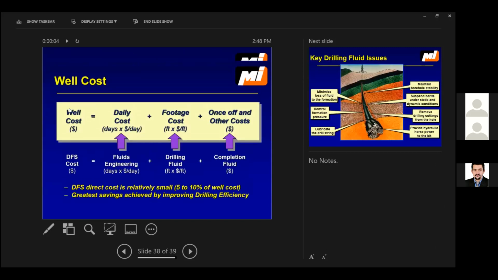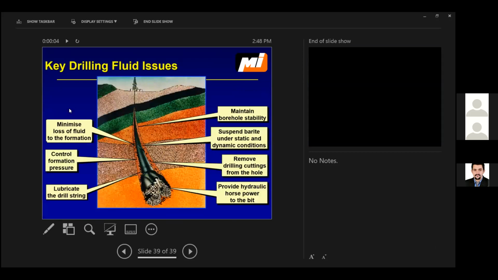This is the well cost, and these are the key drilling issues we talked about before. To maintain the borehole stability, suspend barite and solids under static and dynamic conditions, remove drilling cuttings from the hole, of course, provide hydraulic horsepower to the bit, minimize loss of flow to the formation, control formation pressure, and lubricate the drill string. That's it from my side, guys, and our session is finished today.